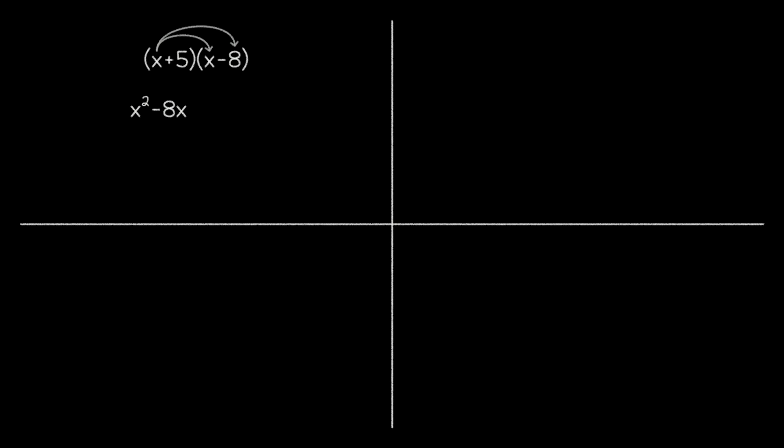But instead of adding 8x, we need to subtract 8x since we were subtracting the 8 in the second set of parentheses. Next, we do the same process with the 5. 5 times x is 5x, and 5 times 8 is 40. But we need to once again subtract 40 rather than adding 40. Then we can combine our like terms to get our final answer.